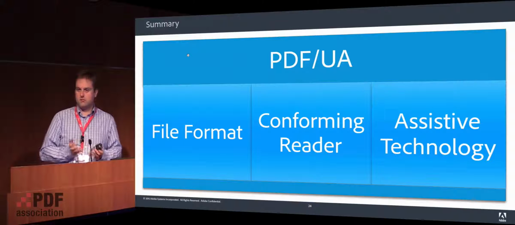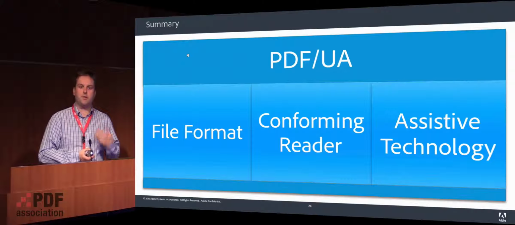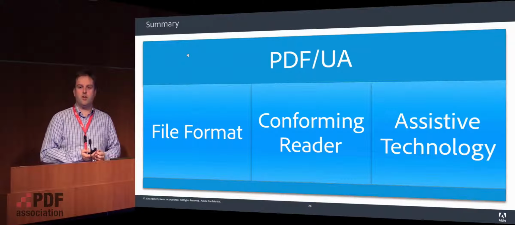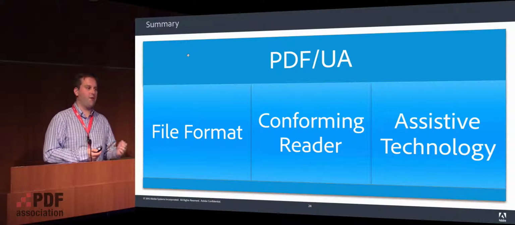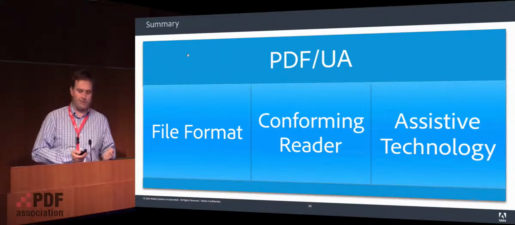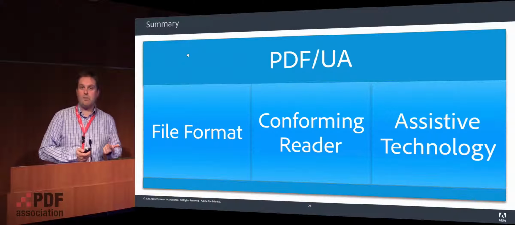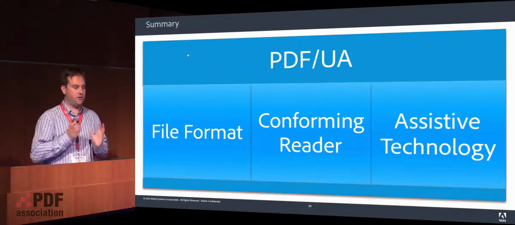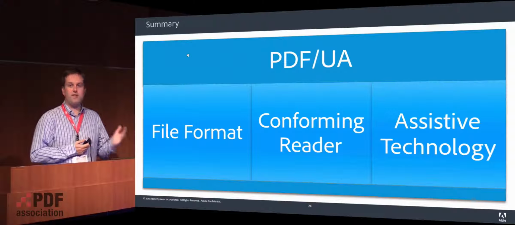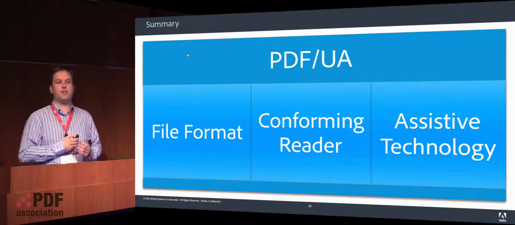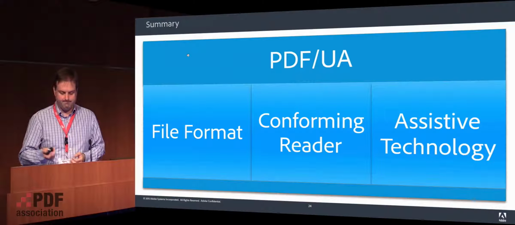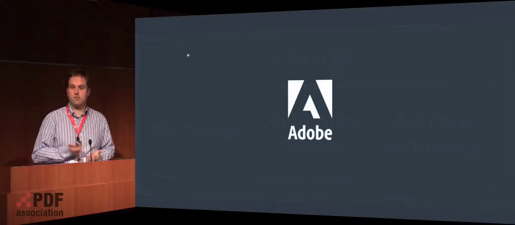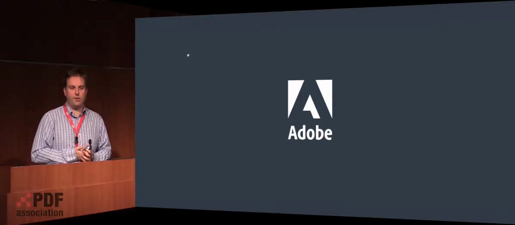And so, just to summarize, PDF/UA is built upon three basic principles: that your file has to be correct and that the file format requirements are fundamental to accessibility, that the consuming application or the conforming reader uses those capabilities to access the content, and that it provides those to assistive technology to allow these other uses to be made. Okay, so that's PDF/UA 101.